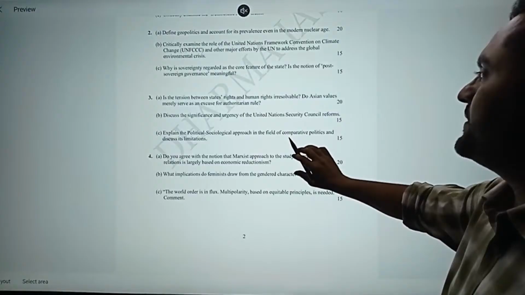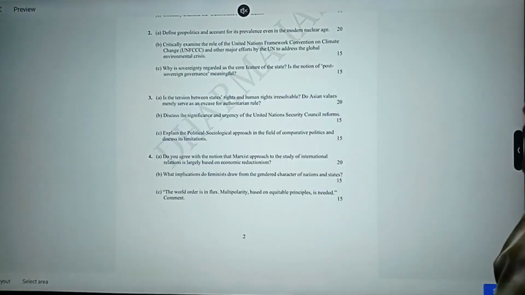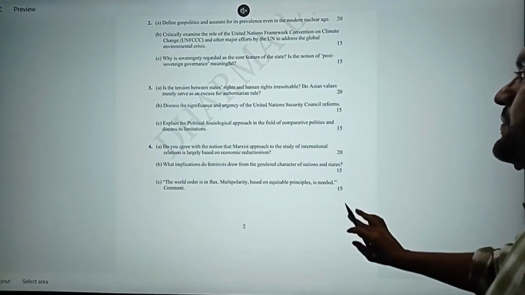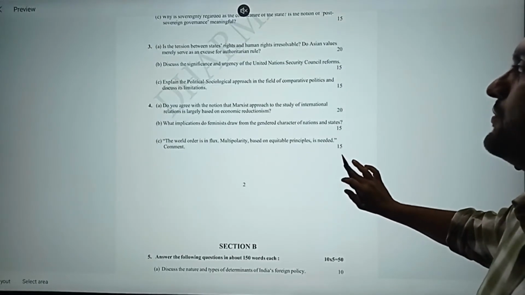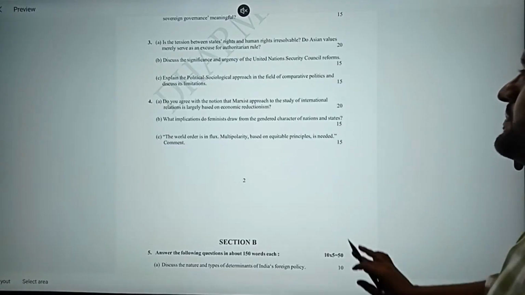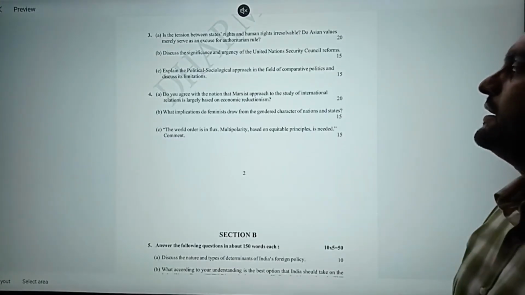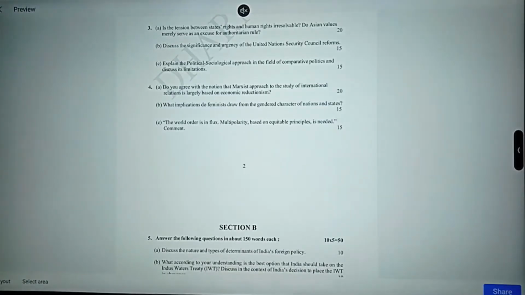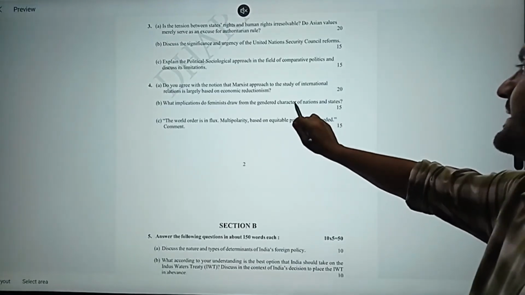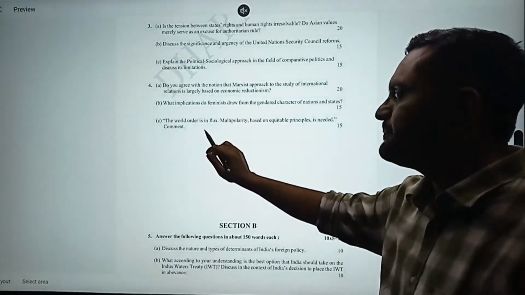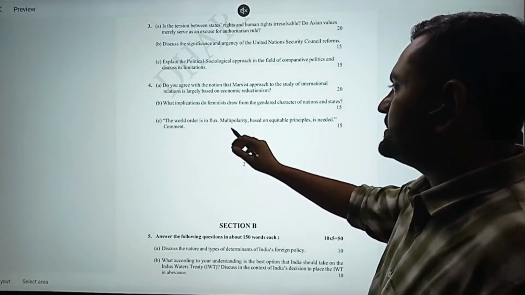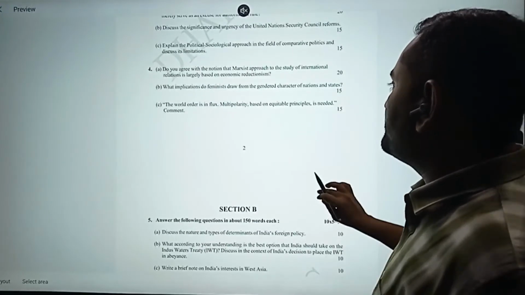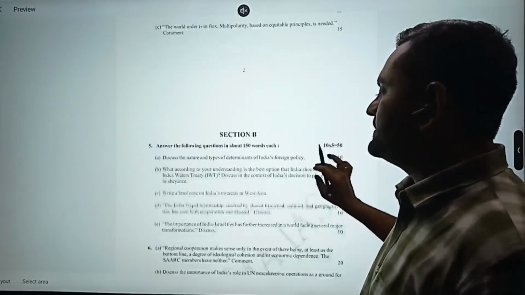3B, discuss the significance and urgency of the United Nations Security Council reforms. 3C, explain the political sociological approach and its limitations. 4A, do you agree with the notion that the Marxist approach to the study of IR is largely based on economic reductionism? What implications do feminists draw from the gendered character of nation and states? 4B. 4C, the world order is in flux. Multipolarity based on equitable principles is needed. Comment. This is Section A.